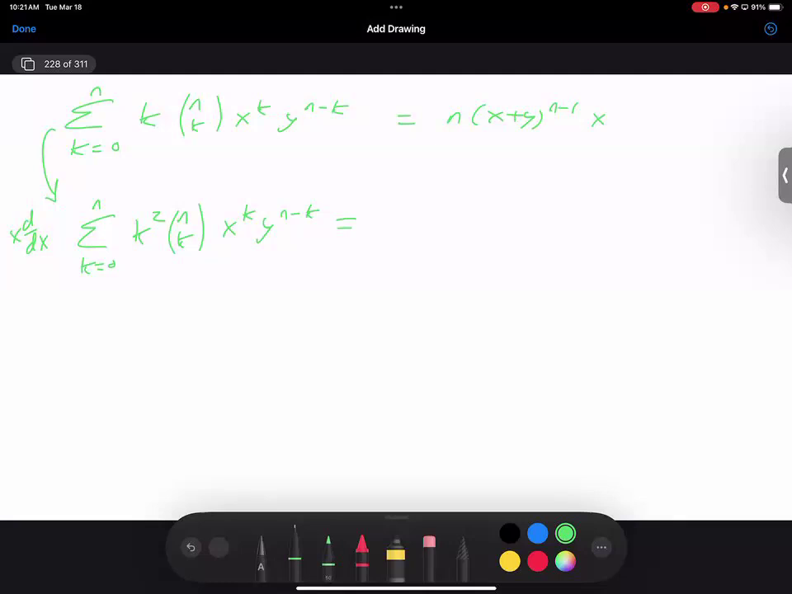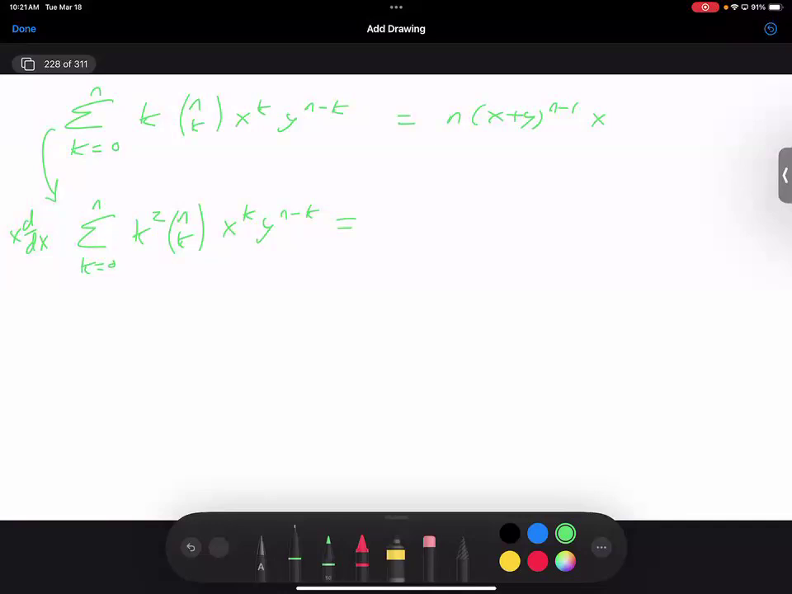So how would we handle the right-hand side? We have to apply x d by dx to both sides. How do we calculate the derivative of the right-hand side? So this is a calculus question. What rule do we use?